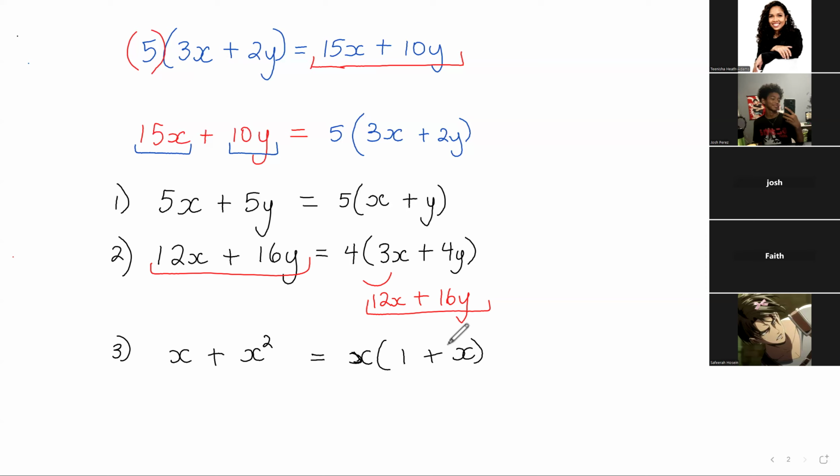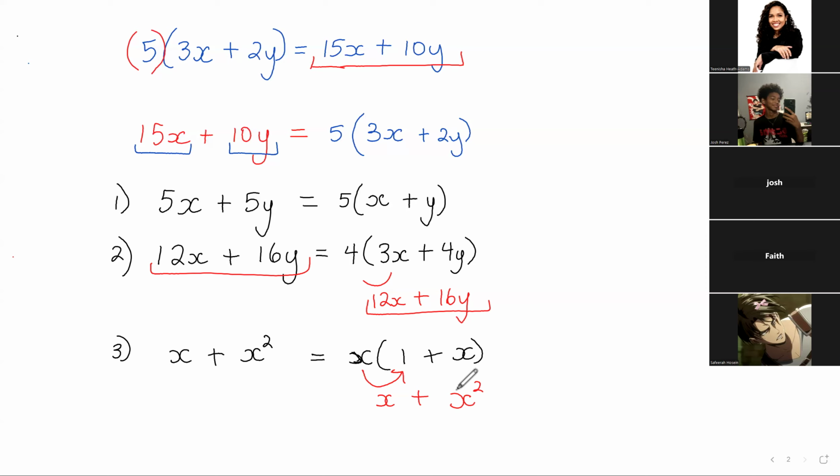Because look at this, guys. If I multiply out the brackets that we know how to do, I'll say x times 1 will give me x, and x times x gives me x squared, right? So the common factor there will be x.